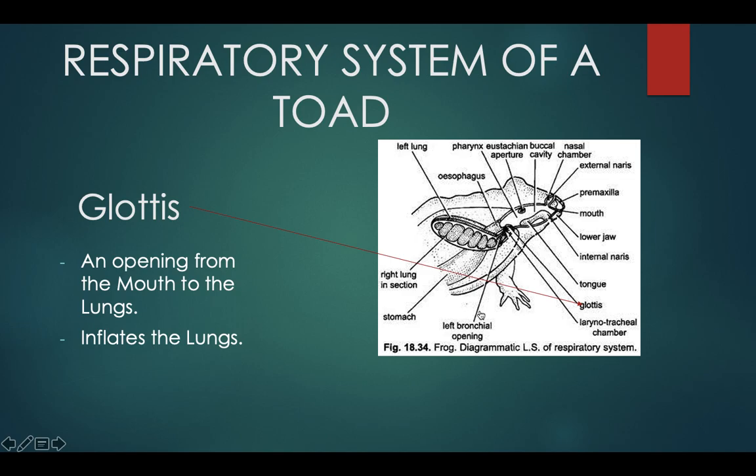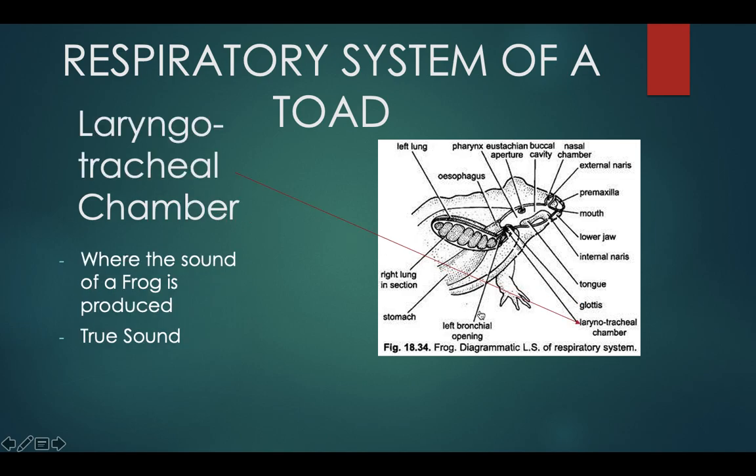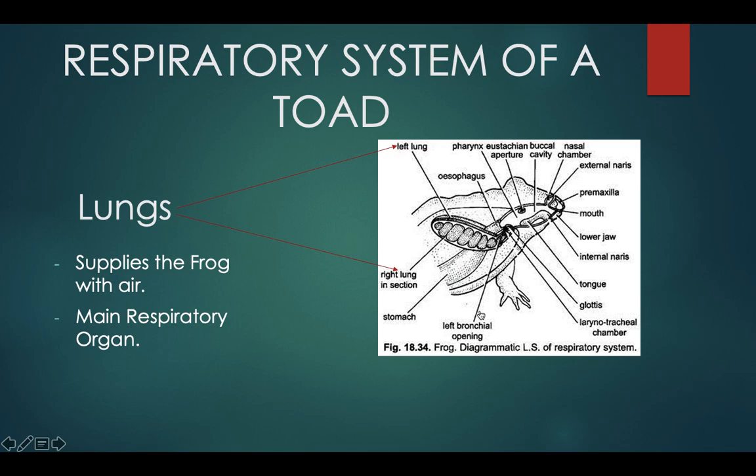Next is the laryngotracheal chamber, where the sound of the frog is produced. As you can hear, maybe at night or in ponds, you can hear the sound of a toad, and that is where it comes from. Let's talk about the lungs. The lungs supply the frog with air, and they are also the main respiratory organ. Without the lungs, you can't breathe.